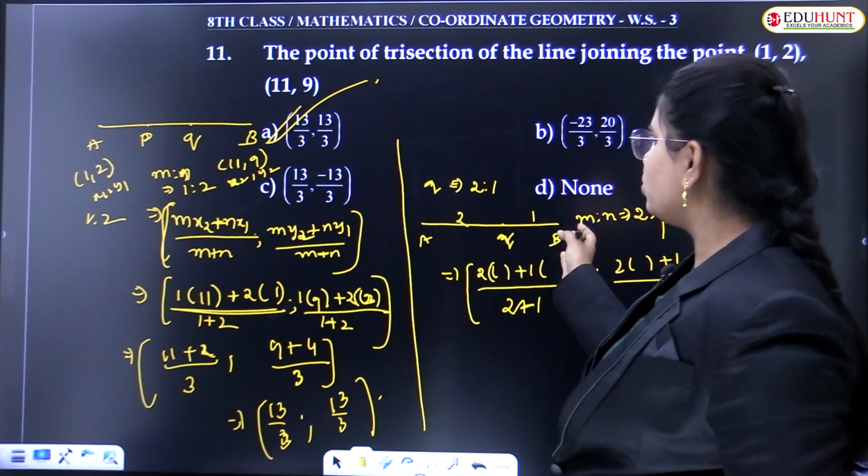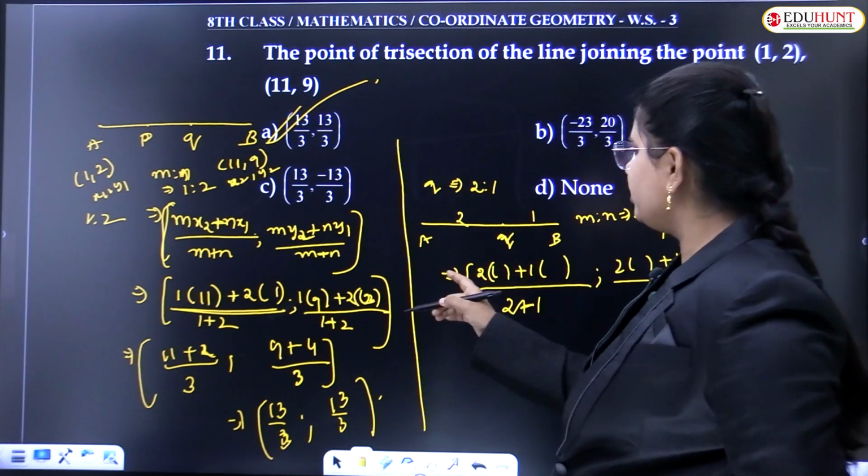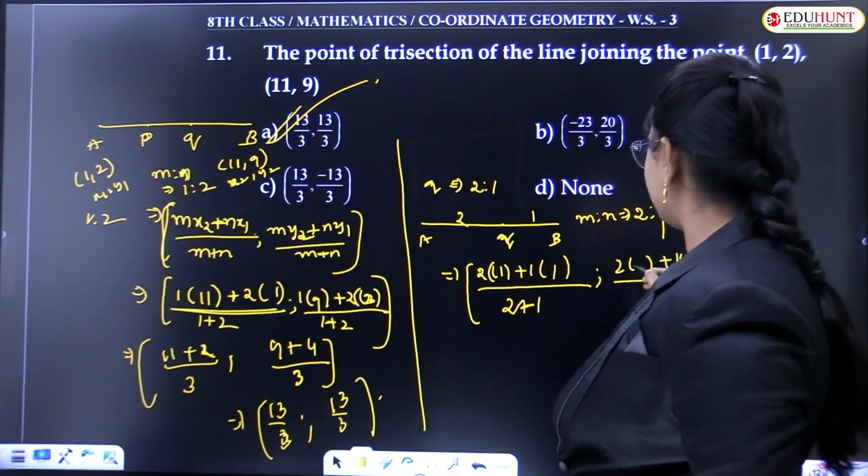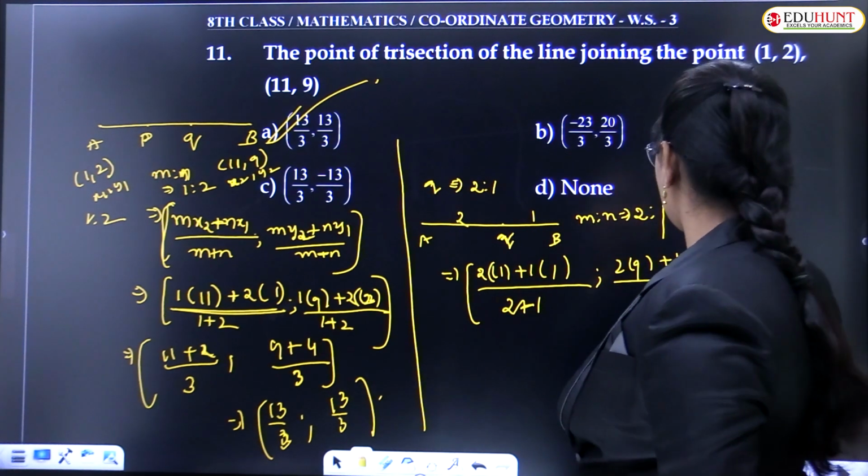So what are x2 and x1? As usual, 11 and, so what is x1? 1. Similarly, y2 and y1, 9 and 2.